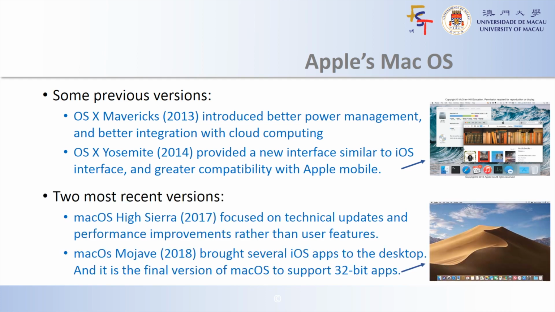Of the two most recent versions, macOS High Sierra focused on technical updates and performance improvements rather than user features, and the latest, macOS Mojave, brought several iOS apps to the desktop, and is the final version of macOS to support 32-bit apps.